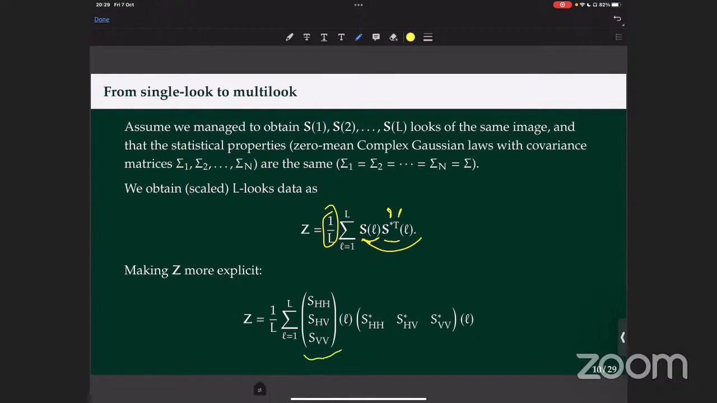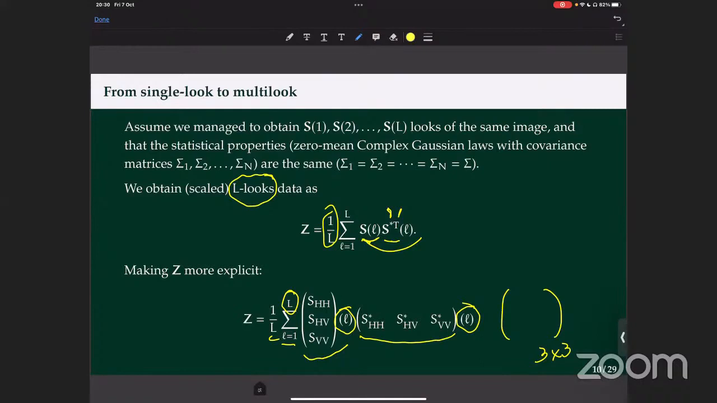Making it more explicit, this is S at look L, and this is the conjugate transpose of the same look. I make this product. This product is a 3 times 3 complex matrix, and I average L of these 3 times 3 complex matrices, dividing by L. I do the average in this sense, and we call this the L-looks covariance matrix.